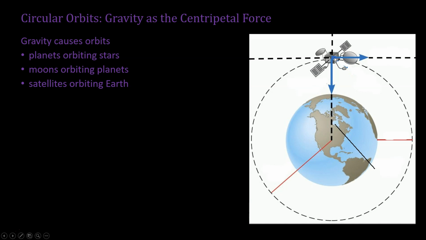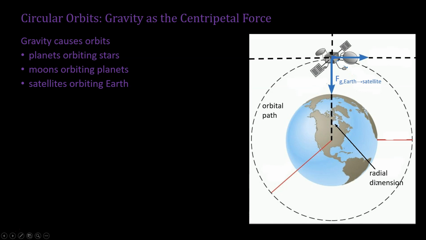Here is a picture of a satellite orbiting the Earth. Clearly this drawing is not to scale. But let's take a look at a few important things. We see that gravity is acting towards the center of the Earth, and we know Earth's gravity is always acting towards the center of the Earth. This dashed circular line is known as the orbital path.